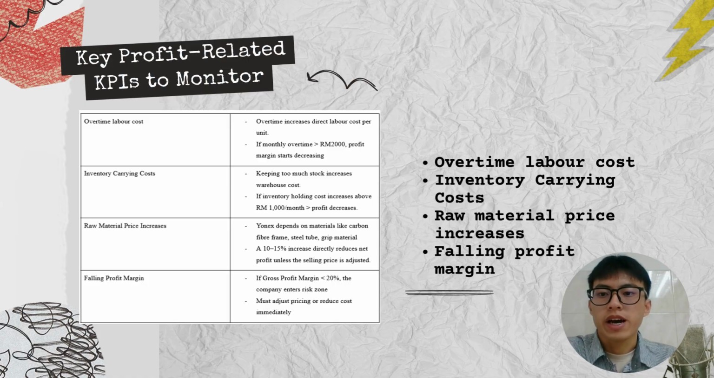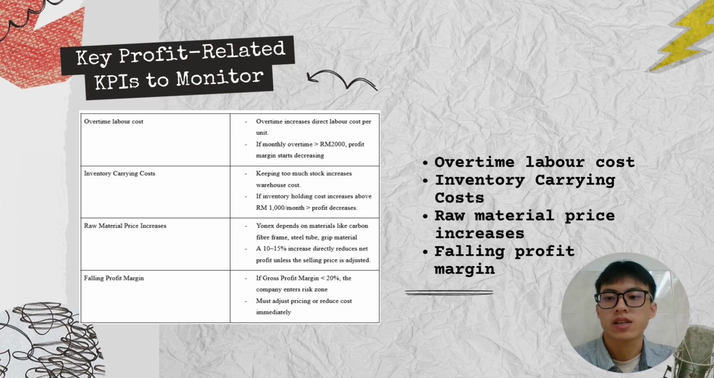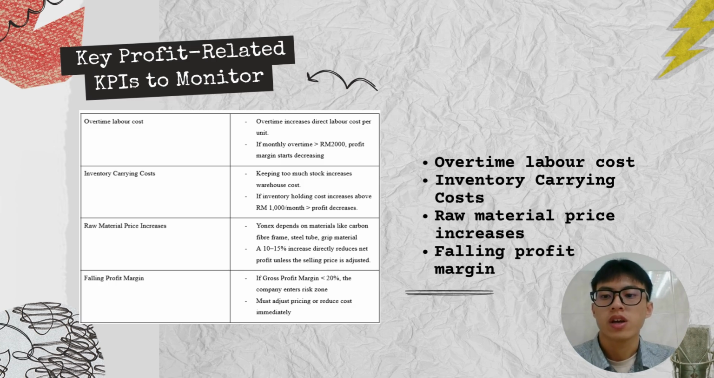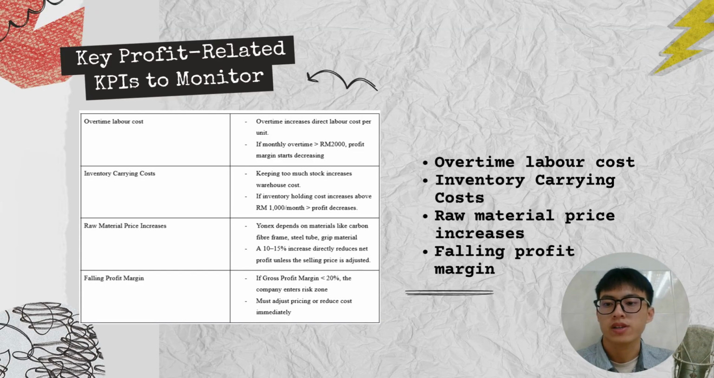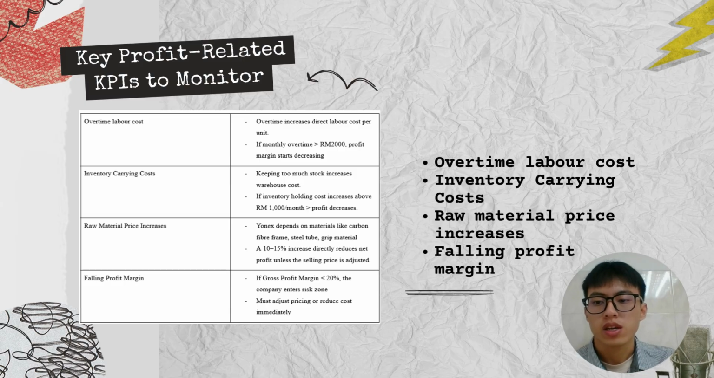The final KPI is falling profit margin. If the gross profit margin drops below 20%, the company enters a financial risk zone. This means production costs may be rising or the selling price may be too low. When this KPI falls, the company must take immediate action such as increasing price or reducing operational costs.